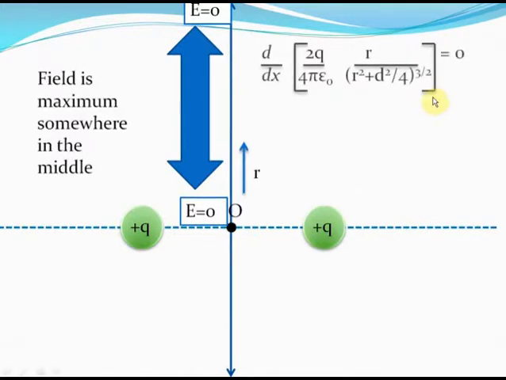When we differentiate the expression of the electric field and equate it to 0, we get the value of r, where dE by dr of this expression is 0, as d by 2 root 2. What this means is that the electric field on the equator of a two identical positive charge system will be maximum at a perpendicular distance d by 2 root 2 from the axis of the two charge system. Understood? This is a very interesting conclusion, isn't it?